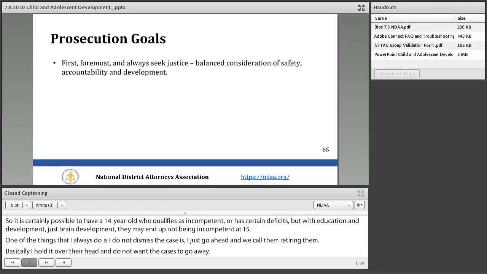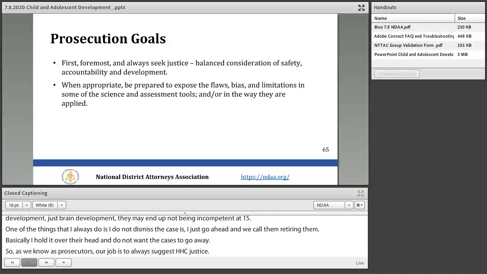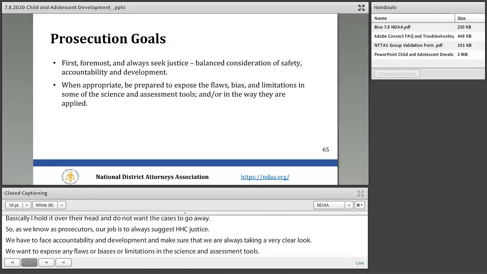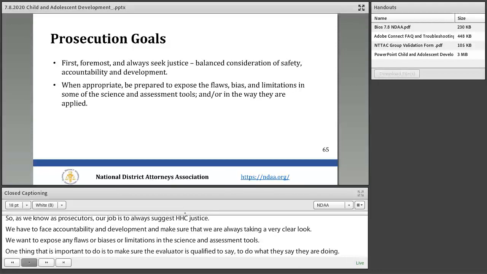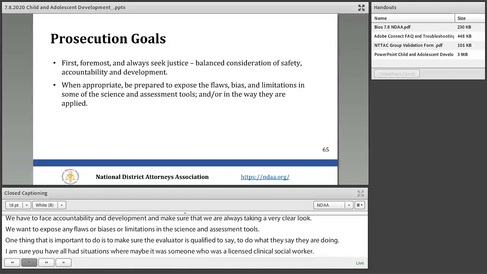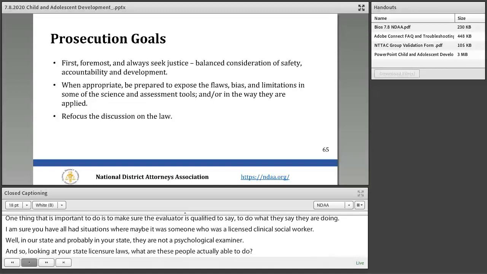So as we know as prosecutors, our job is to always seek justice. We've got to balance safety, accountability, and development, and we want to be sure that we are always taking a very clear look. We want to expose any flaws or biases or limitations in the science and assessment tools. One of the things that it's important to do is make sure that that evaluator is qualified to do what they say they're doing. I'm sure that you all have had situations where maybe it was someone who was a licensed clinical social worker. Well, in our state, and probably in your state, they are not a psychological examiner. And so looking at your state licensure laws, what are these people actually qualified to do? Are they going beyond what their license allows them to do?